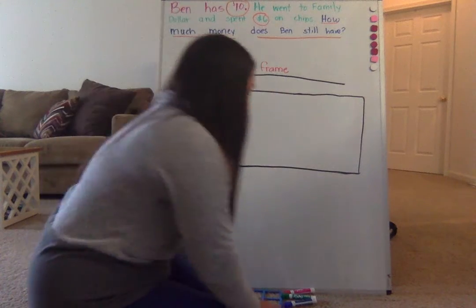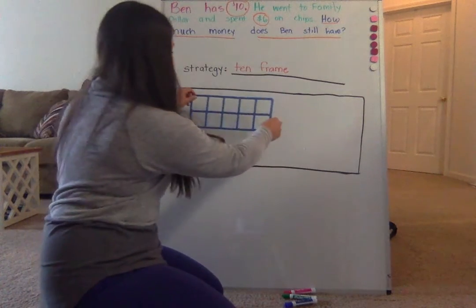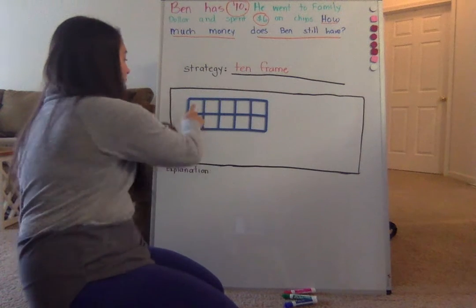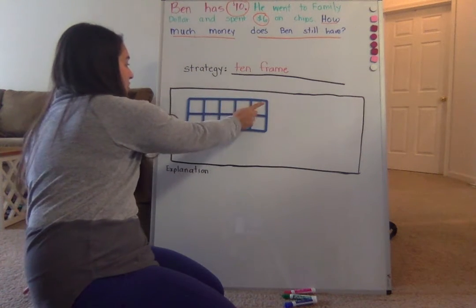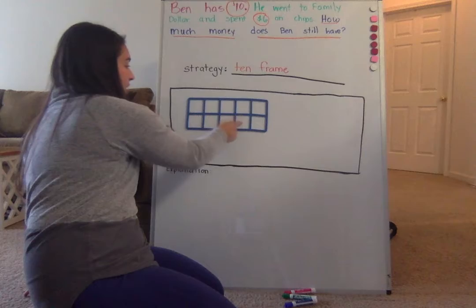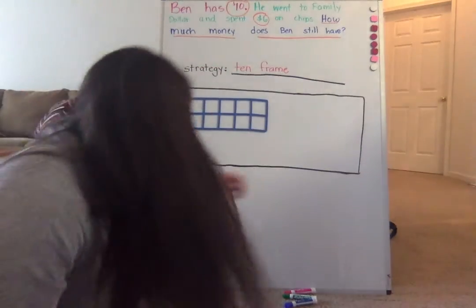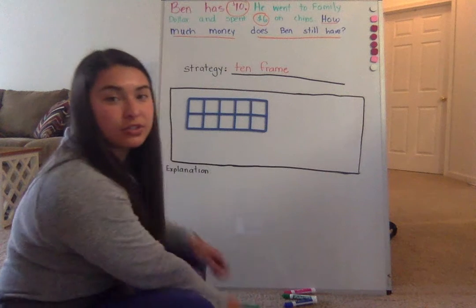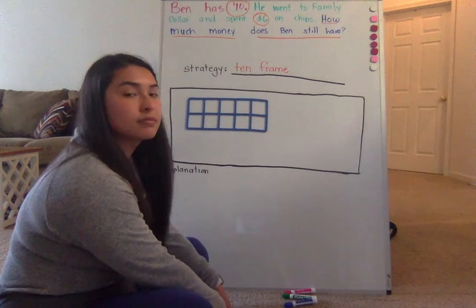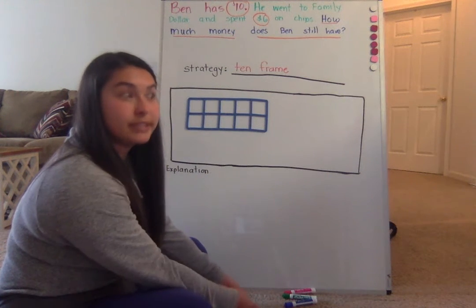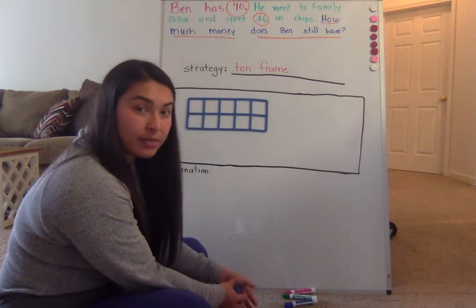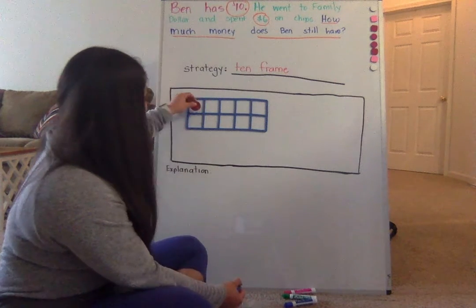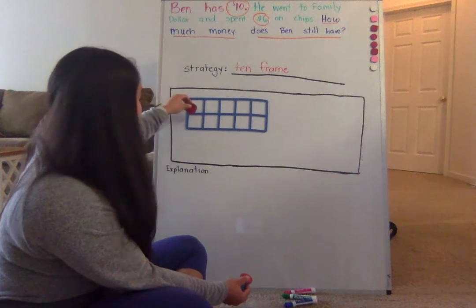All right, I've got my handy dandy 10 frame right here. Just to check, let's go ahead and count the squares to make sure that there are 10. 1, 2, 3, 4, 5, 6, 7, 8, 9, 10. There are 10 squares. So, what do I need to do first? If you said put 10 dots in the 10 frame because Ben has $10, you're correct. Please help me count the $10.